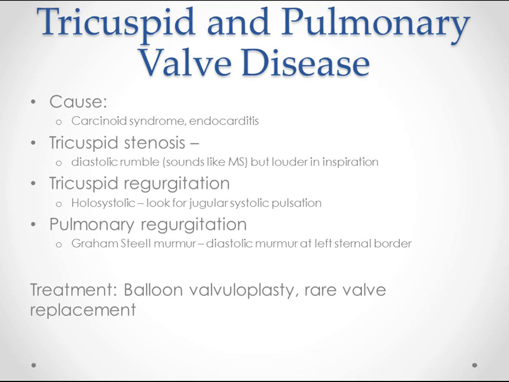Tricuspid stenosis, you hear a diastolic rumble. Tricuspid regurg is holosystolic, and look for jugular systolic pulsation. So I didn't mean to skip over. With tricuspid stenosis, it sounds a lot like a mitral stenosis. Again, these valves are kind of acting at the same time, and so they're going to sound like each other if one or the other has a murmur.